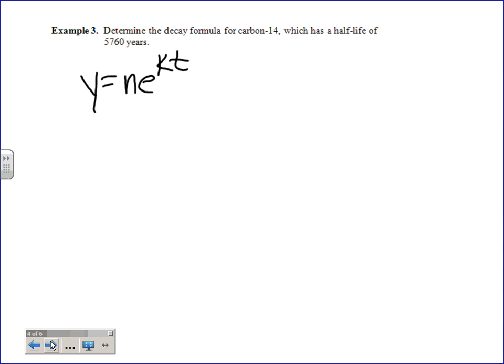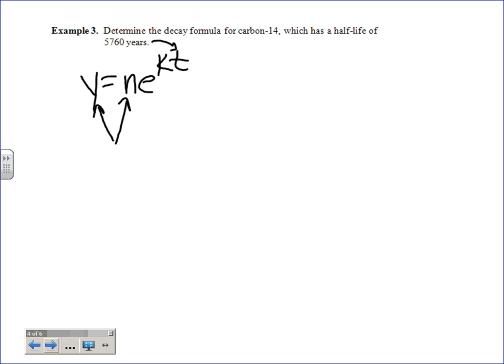So we know that half of it will be gone in 5,760 years. So where do you suppose 5,760 is going to go? Where are we going to put that? In time. That's how long, right? So we know that's going to go here. But what we don't know, well, we know e. We definitely don't know k. We kind of know those. I know whatever I start with, I better end up with half.